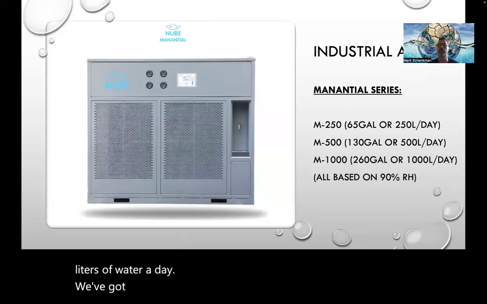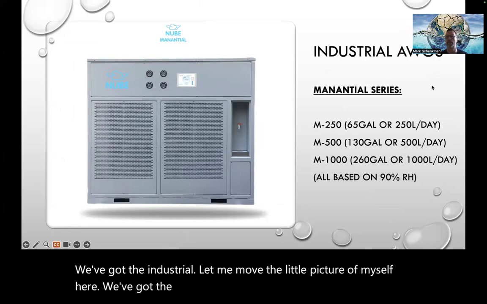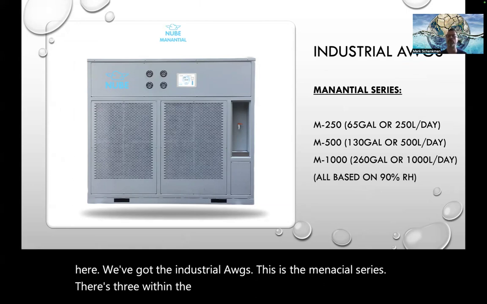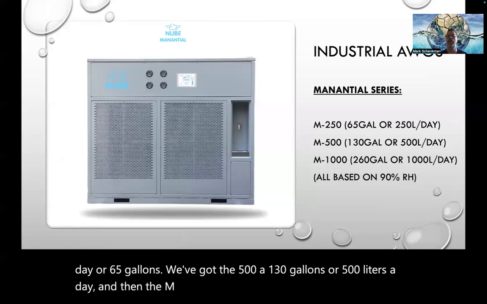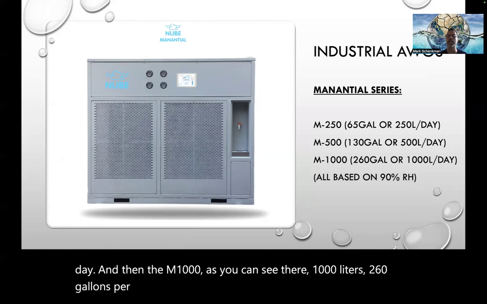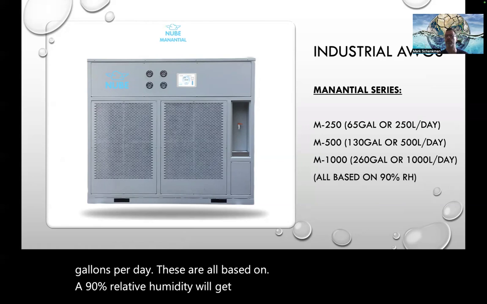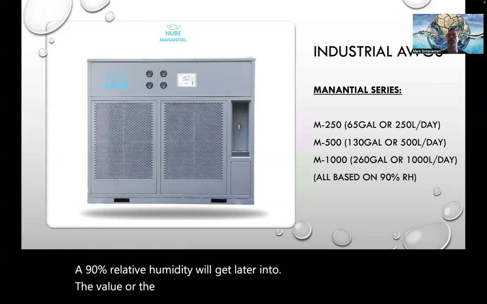We've got the industrial, let me move the little picture of myself here. We've got the industrial AWGs. This is the Menantial series. There's three within the series, the M250, so 250 liters of water a day, or 65 gallons. We've got the 500, 130 gallons or 500 liters a day, and then the M1000. As you can see there, 1,000 liters, 260 gallons per day. These are all based on a 90% relative humidity. We'll get later into the importance, I should say, of relative humidity.